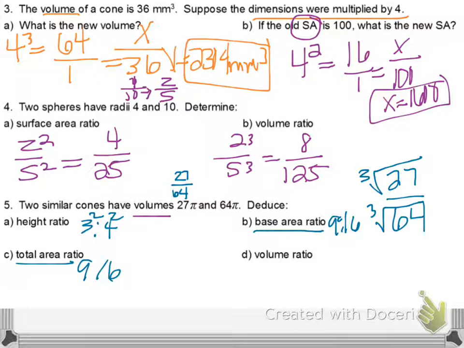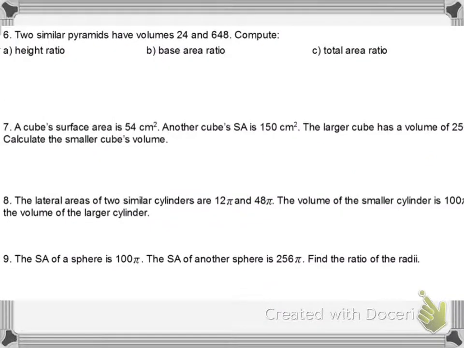And then volume ratio, I'm going to take what's happening to my dimensions and I'm going to cube it. So that's going to be 3 cubed, well, we already had that from the beginning anyways. It was 27 over 64. You can either use the slash or you can use the colon. Okay, we're going to do a few more here and then we'll be done.